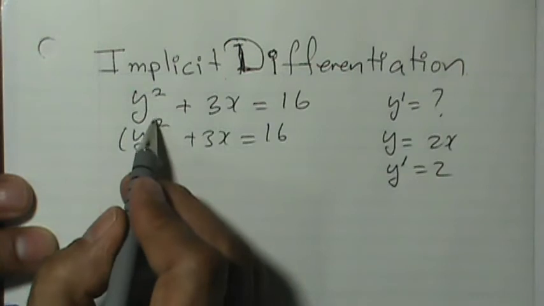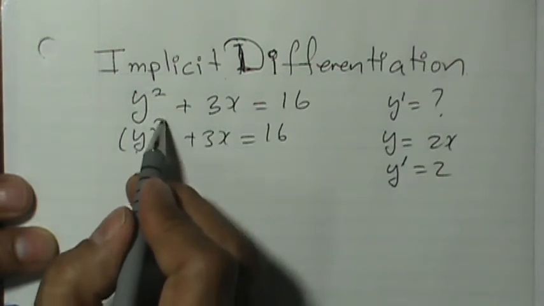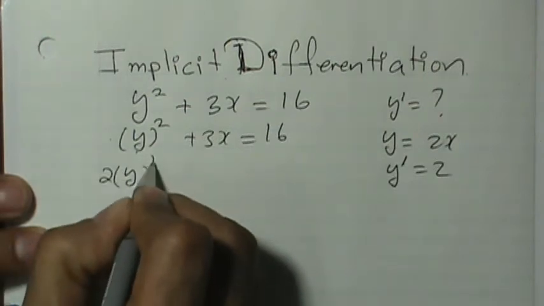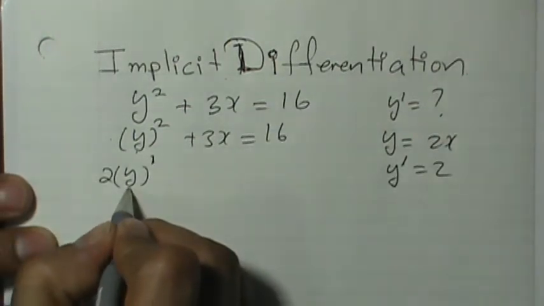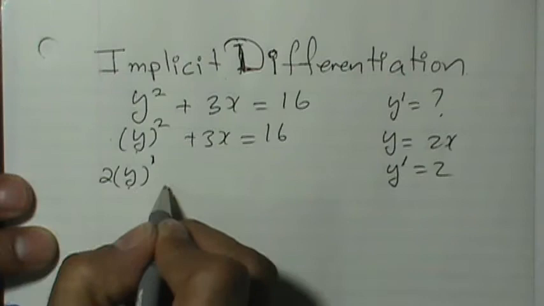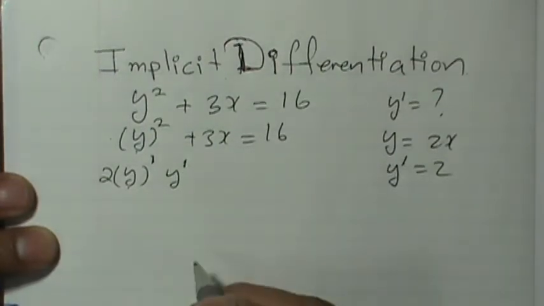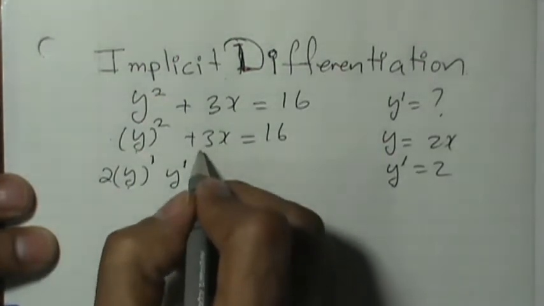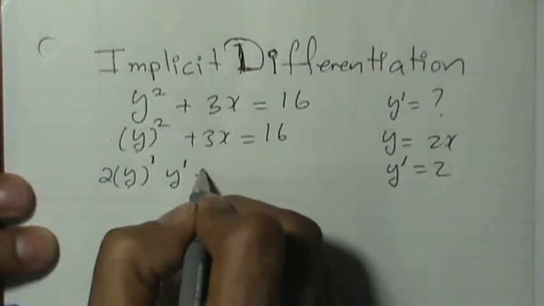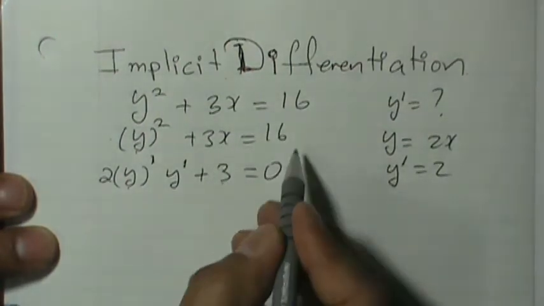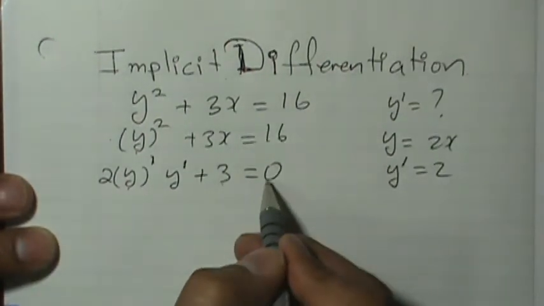So we take the derivative from outside, which would be 2 times 1, which is 2, and y would be to the power of 1. Now the derivative of the inside of y, which is y prime, multiplies by the outside of the bracket. This is how we get y prime by itself. And then continue finishing the rest, would be plus 3 equals to 0, because the derivative of 3x is 3, and the derivative of the constant is 0.